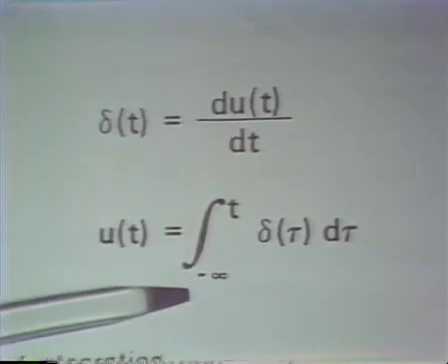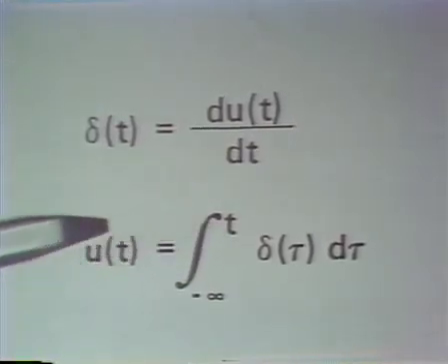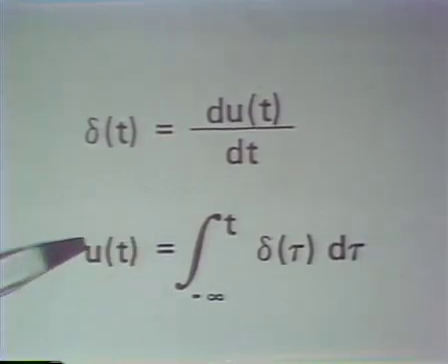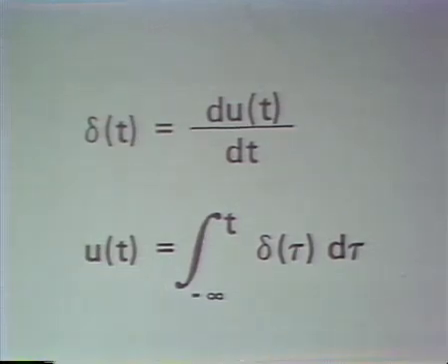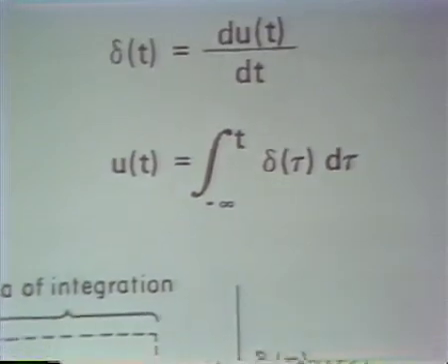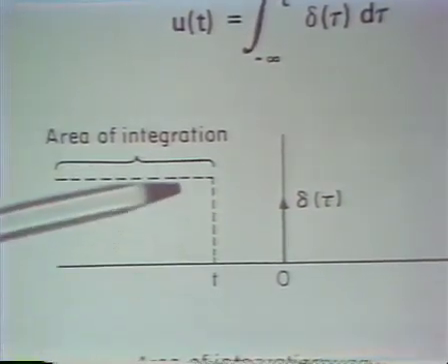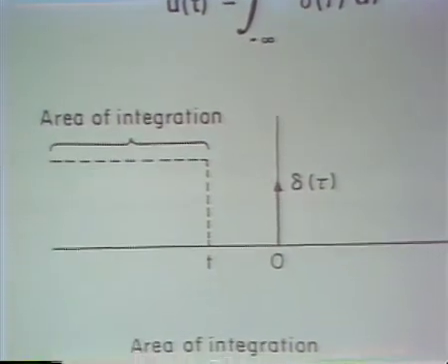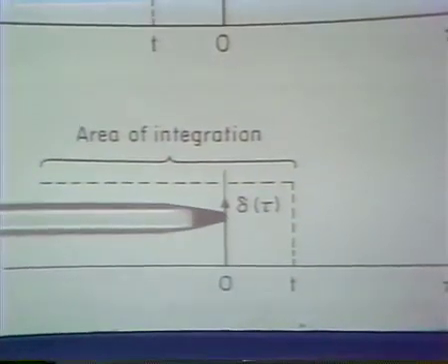And so it's the integral from minus infinity up to time t, where t is the argument at which we're examining u of t. And so just as with the discrete time case, if we are looking at t less than 0, there's no area accumulated in the integral. If we're looking at t greater than 0, then we accumulate the area under the impulse.